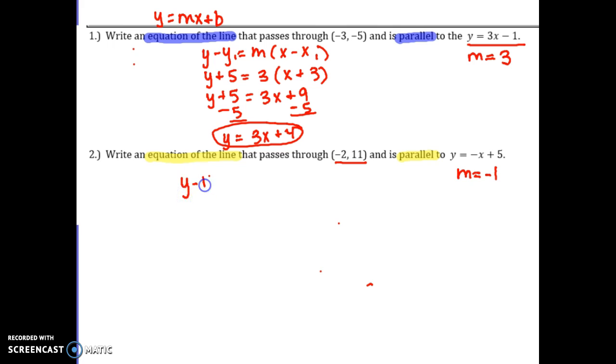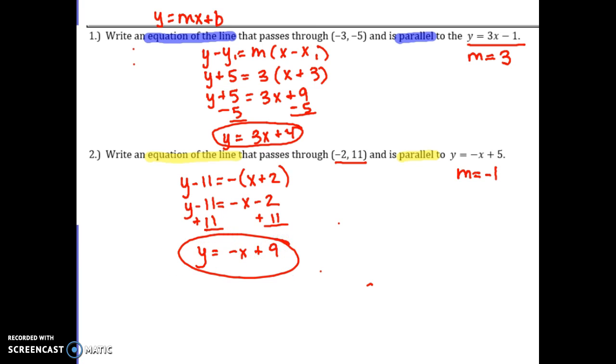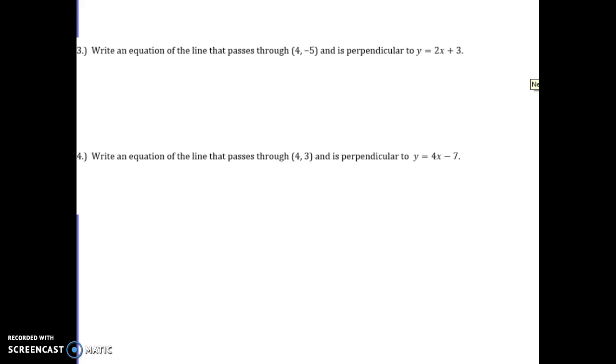This would be y minus 11 is equal to -1 times x plus 2. I'm going to distribute this, -x minus 2, and then add the 11 to both sides. When I do that, y is going to be equal to -x plus 9. Okay, moving on to number 3.